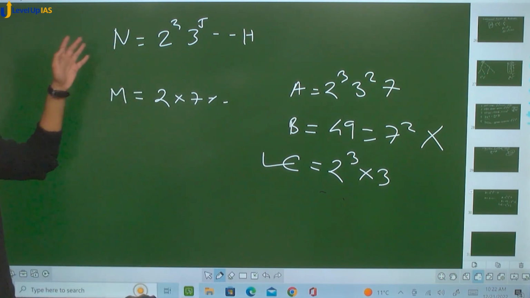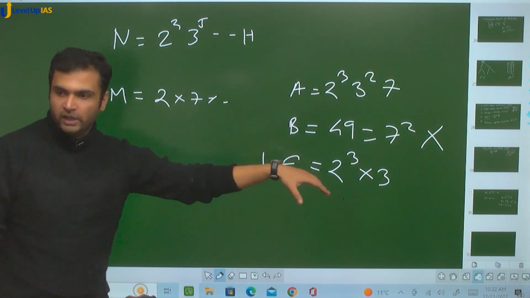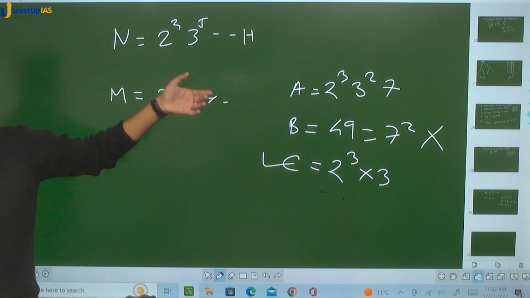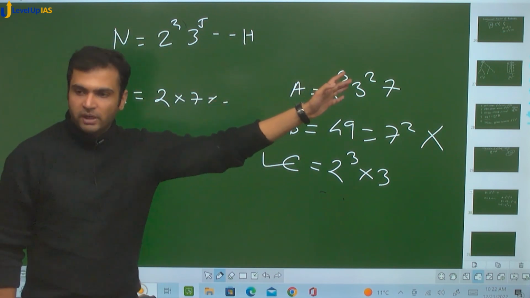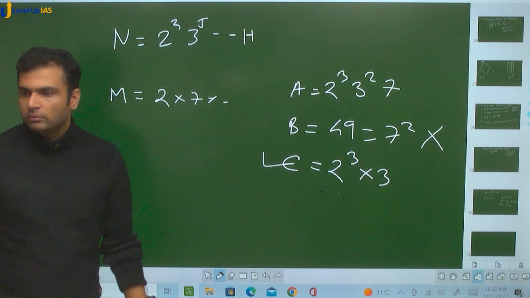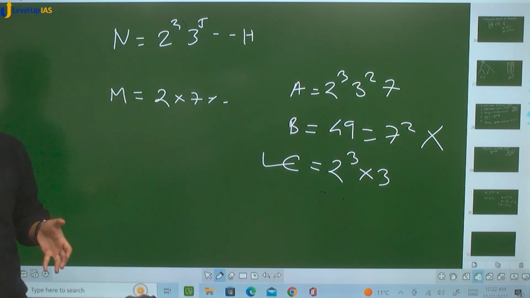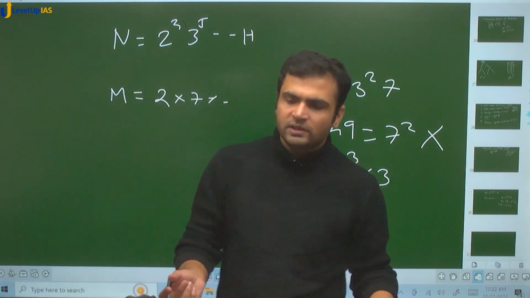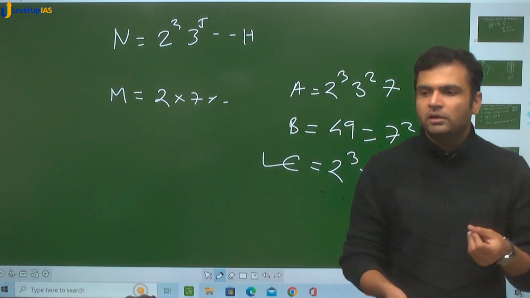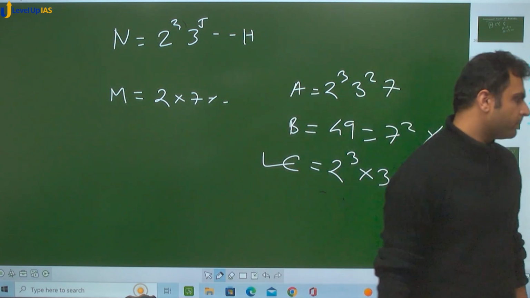So this particular number n would be divisible by m only when all the prime factors of m with corresponding powers appear inside n. Inside n means inside the prime factorization of n. Because prime factorization is nothing but a unique representation in terms of a product of prime numbers. And divisibility and product, they are the same operation. Division is nothing but the inverse of multiplication. That is why everything can be happening.